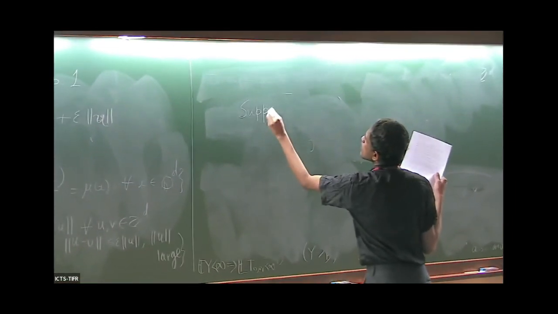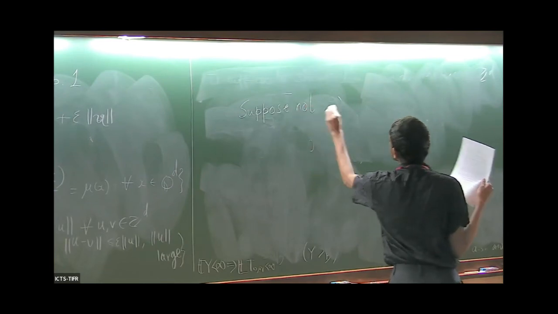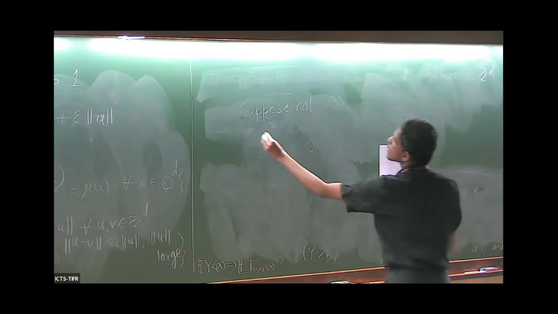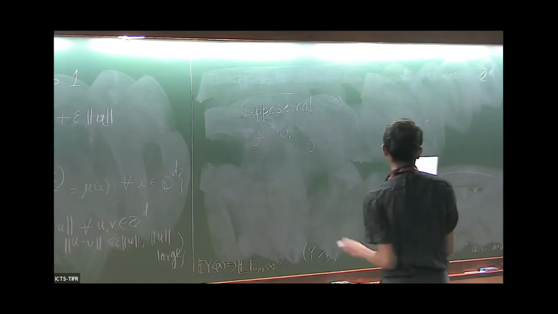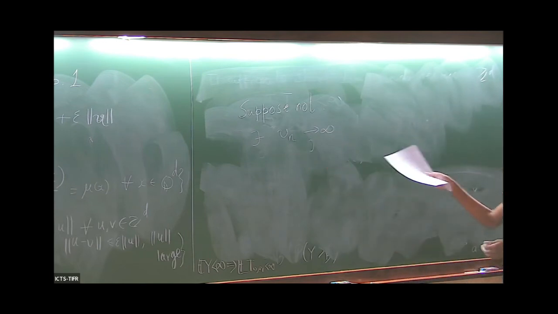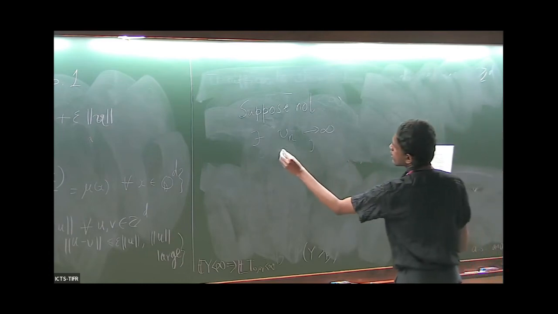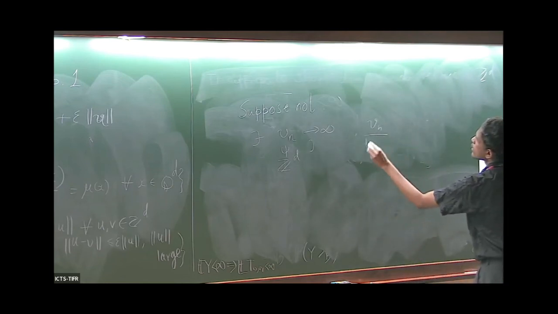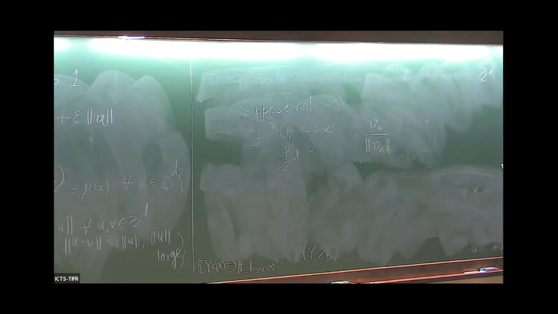Suppose not. So then there exists a sequence Vn going to infinity. By this I mean the norm of Vn is going to infinity. So Vn will be in Z^d such that Vn over norm of Vn, so this is a compactness argument, converges to Z in S^{d-1}.